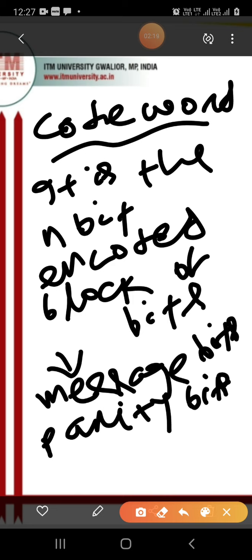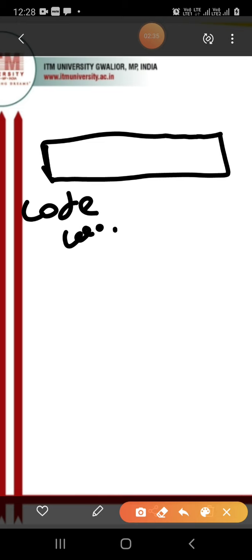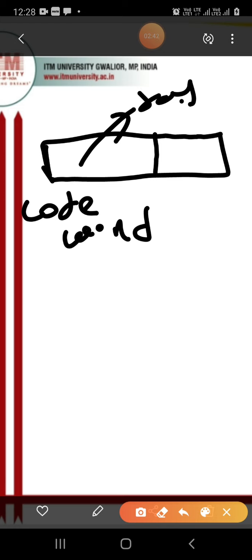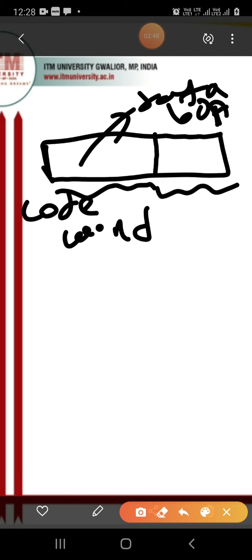Like I'm drawing a figure here. For code word I want to show you a figure. So this is your data bits and this is your parity bits.